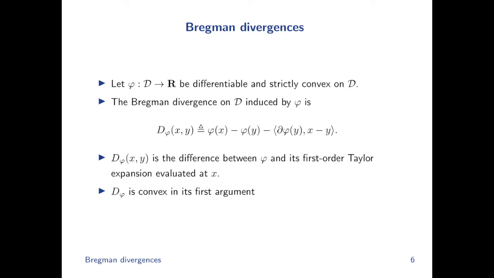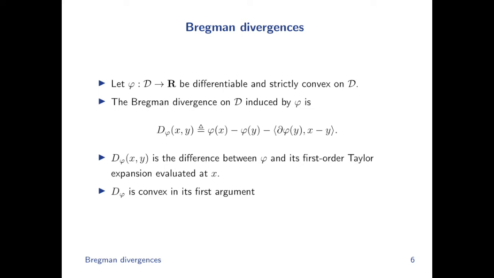Okay, and you're constructing the Taylor expansion at one point and then evaluating this difference at the other point. That's basically what a Bregman divergence is. Okay. Now, it's very important to note that the Bregman divergence is convex in its first argument. So this is the point at which you're doing the evaluating. Okay, not the point at which you're constructing the first order Taylor expansion. Now, it doesn't have to be convex in the other argument, right?